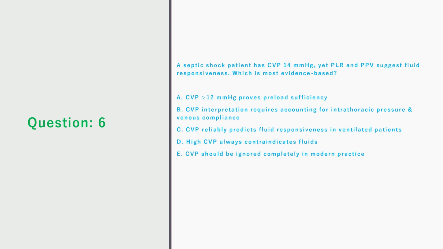A. CVP greater than 12 millimeters of mercury proves preload sufficiency. B. CVP interpretation requires accounting for intrathoracic pressure and venous compliance. C. CVP reliably predicts fluid responsiveness in ventilated patients. D. High CVP always contraindicates fluids. E. CVP should be ignored completely in modern practice.